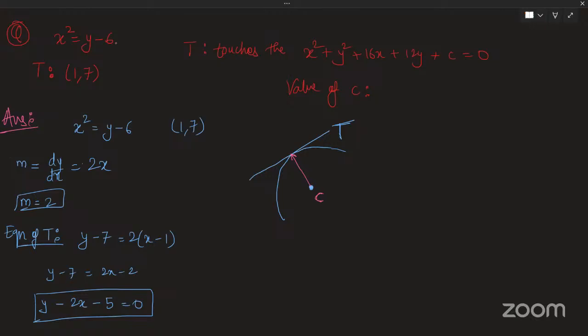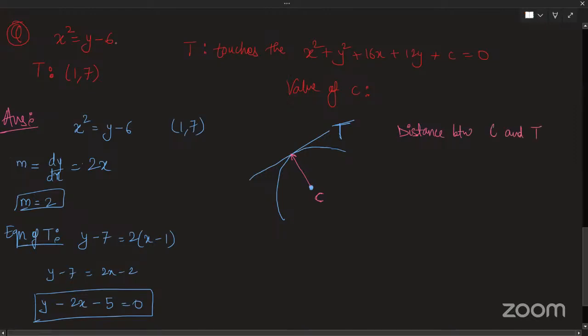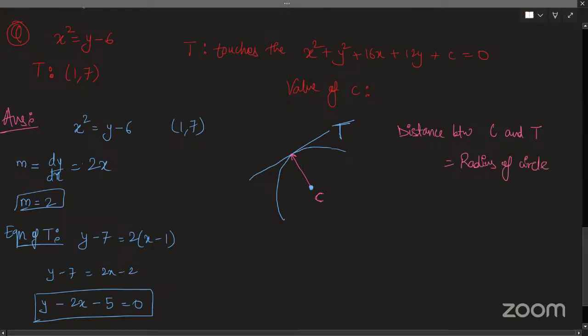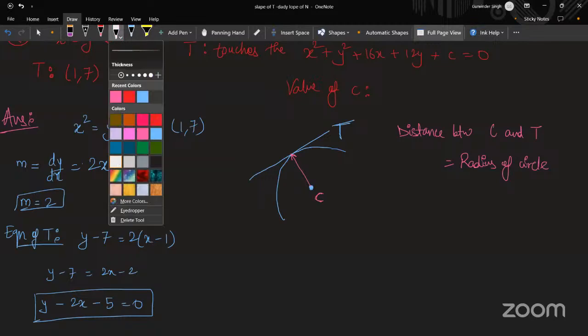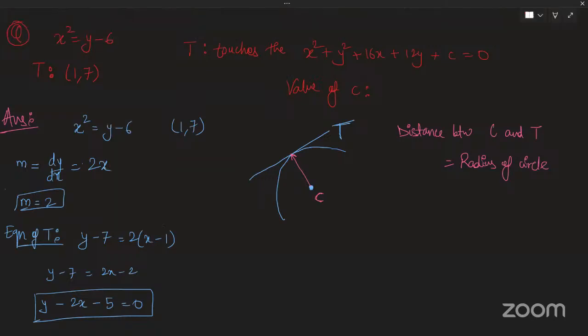Can I say that the distance between the center and the tangent is equal to the radius of the circle? Yes, sir. Right? That is why it will touch. Can you tell me what is the center of the circle? Anyone? From this equation, can you tell me what will be the center of circle? It is really easy, right?